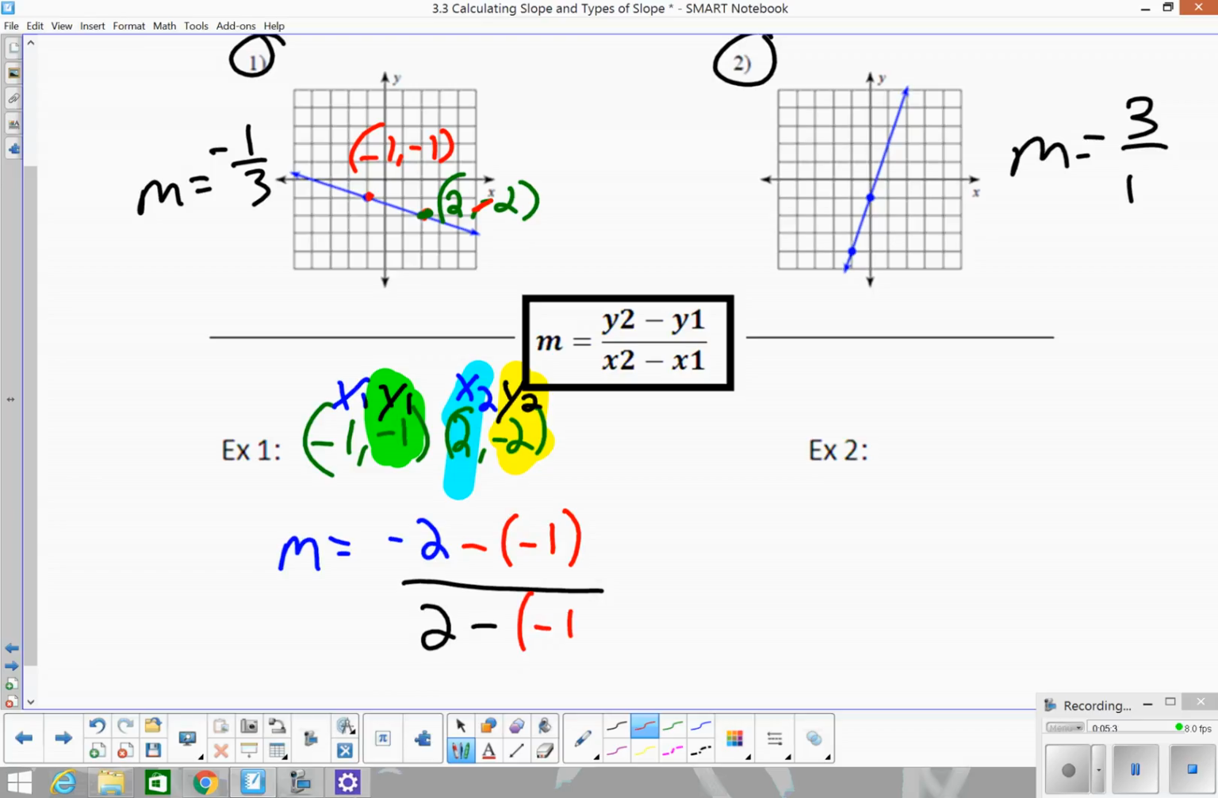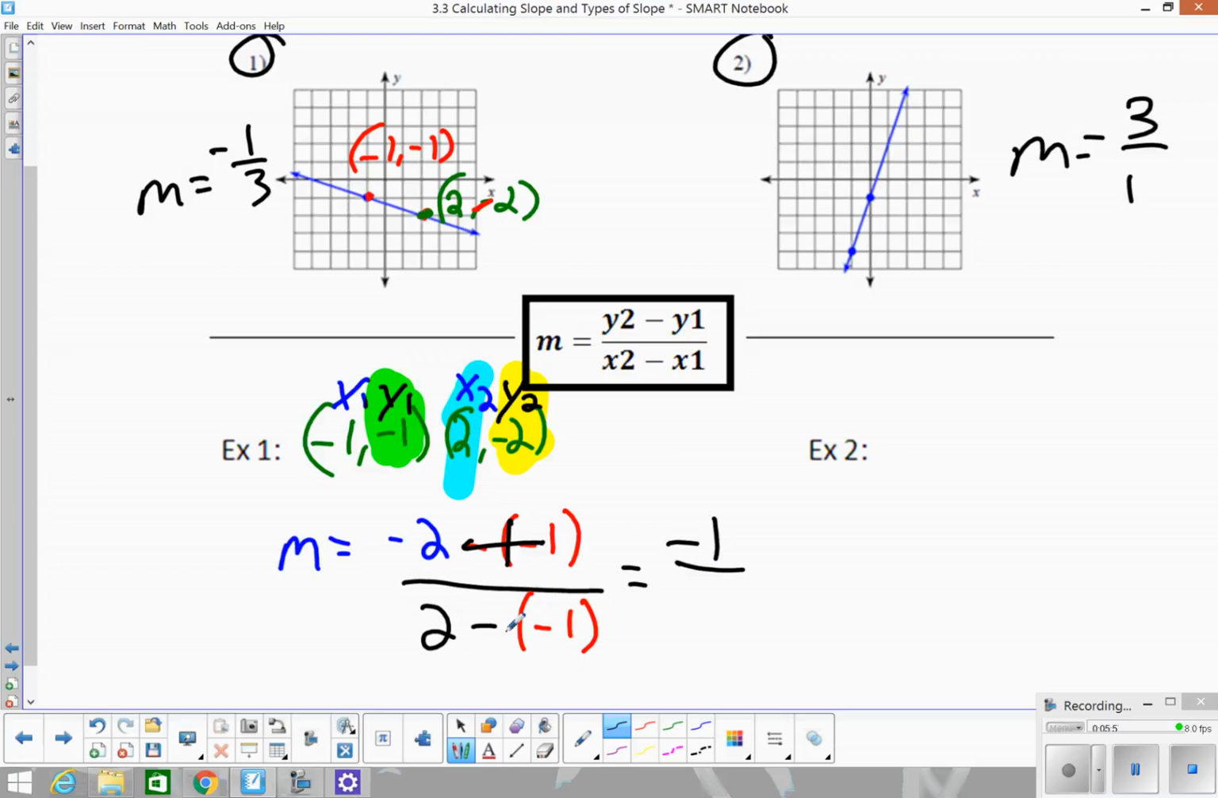So minus my x1, which is negative 1. Good. So now I have something that looks like this. Now this might look a little confusing right now, but all we're going to do is simplify. If I have a double negative in here, we know that is a big positive. So then I'm going to say, okay, what is negative 2 plus 1? Negative 2 plus 1 is negative 1, right?